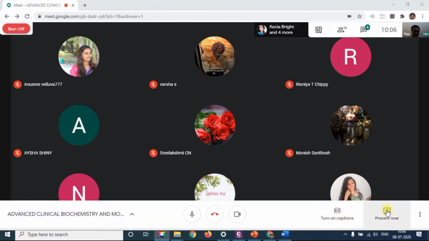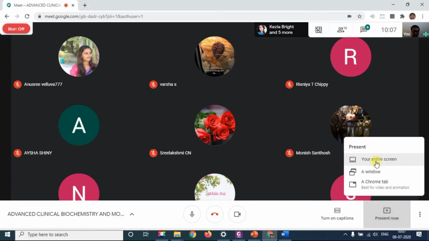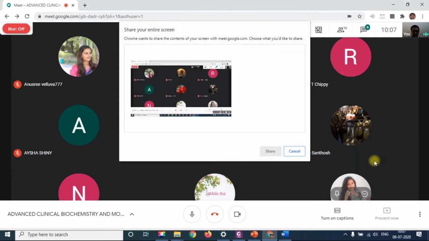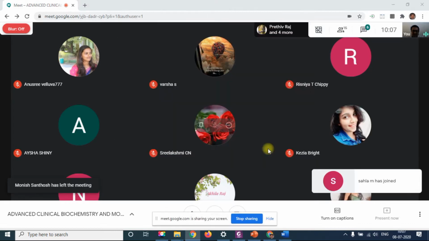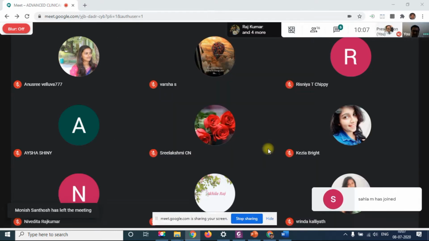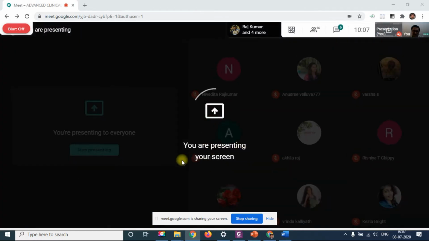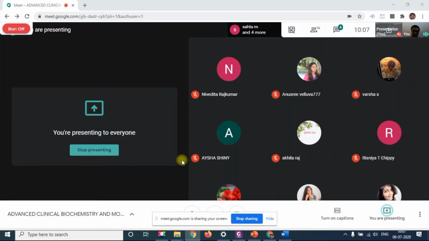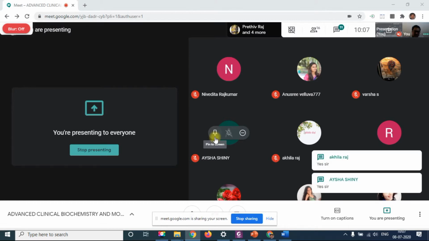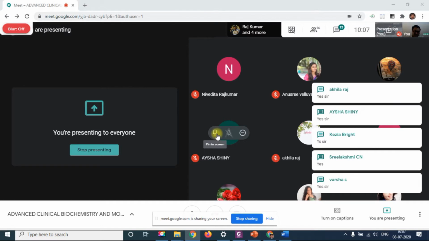I will share my screen. You will get a pop-up window. I will share my entire screen, and the screen will appear. Maybe Vinod Kumar is presenting. You are presenting your screen like that. Just you will get a window. In the center of the window, you can pin it. You can see this pin button here. Can you see this window? Just type it in the chat box. If you're not getting it, just type no. Yes, good. Can you see everyone?